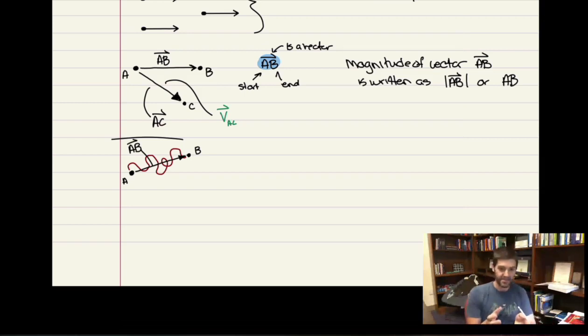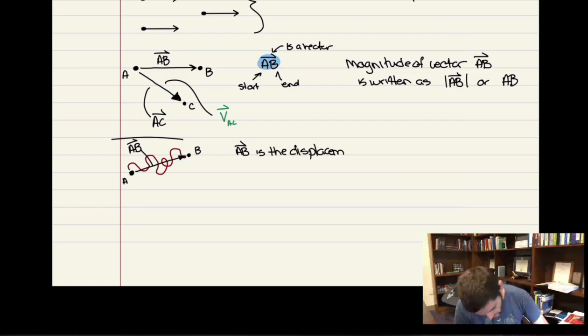Which again does not necessarily capture everything that happened in between, especially if there's a long expanse of time, for example, between starting off at point A and arriving at point B. So I might say that the AB vector is the displacement between points A and B.